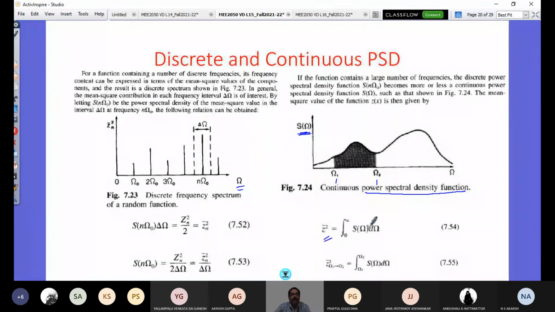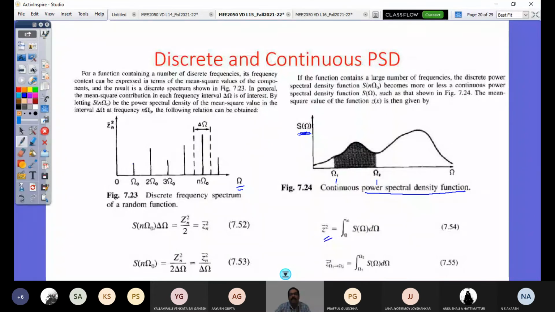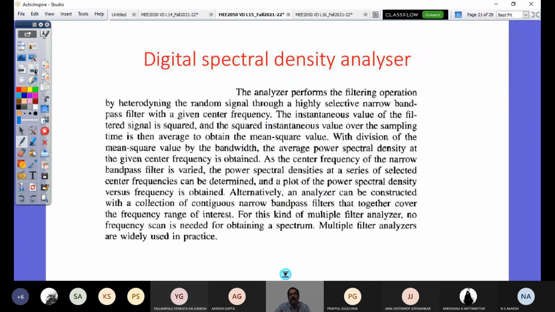Right, so this is the power spectral density function definition, and there is a digital spectral density analyzer, which basically works on the principle of Fourier transform, and there are different band filters, and that essentially is going to give you these values by calculating. I will leave it to you to read yourself, and let's continue.